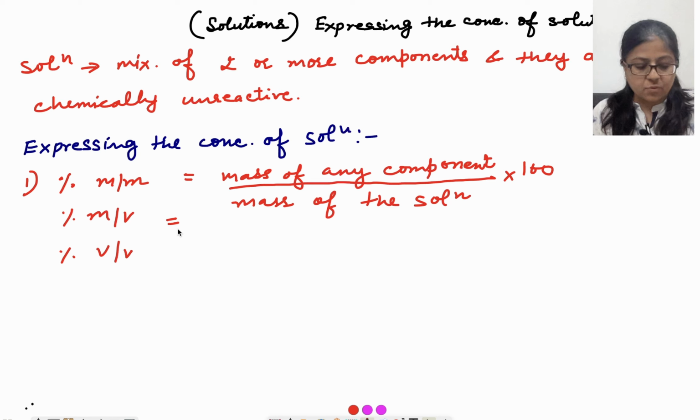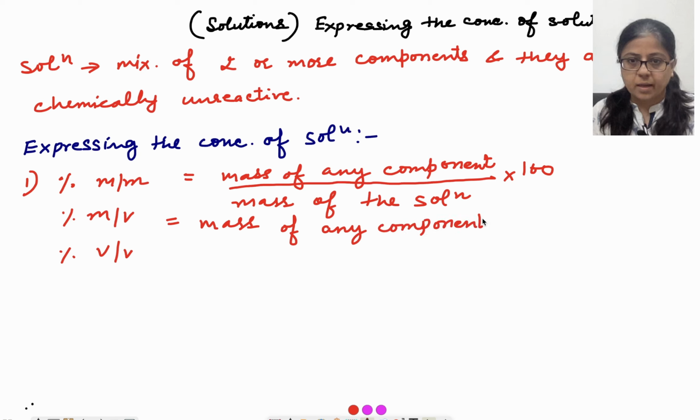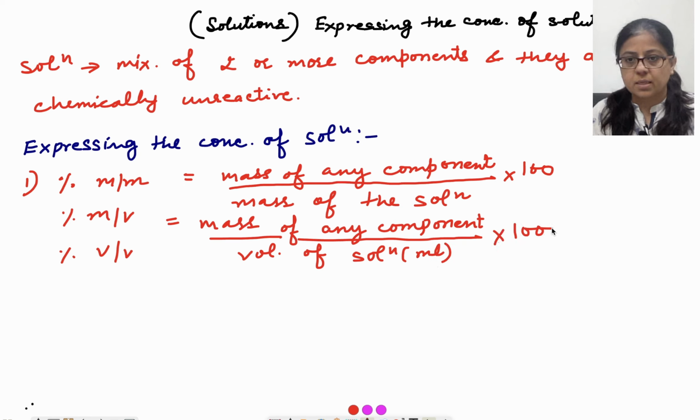So mass by volume is equal to the mass of any one component in the solution, divided by the volume of the solution taken in ml, and take its percentage by multiplying it with 100. So it is mass by volume percentage: mass of any one component divided by the total volume of the solution, into 100.